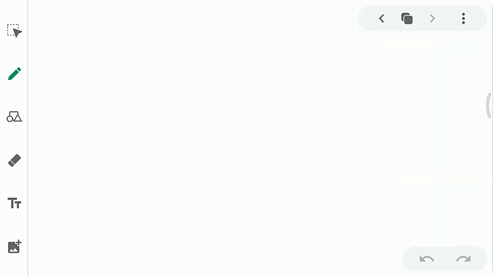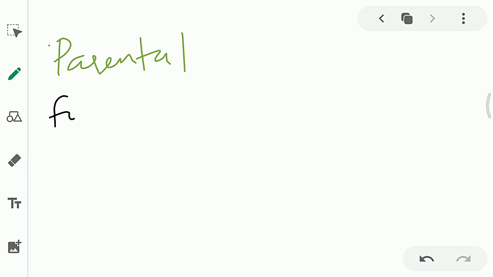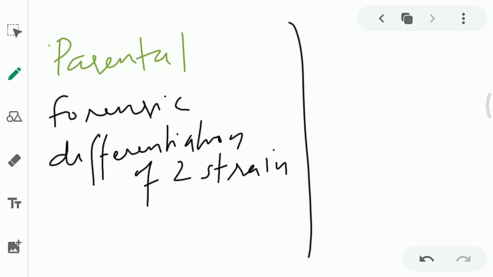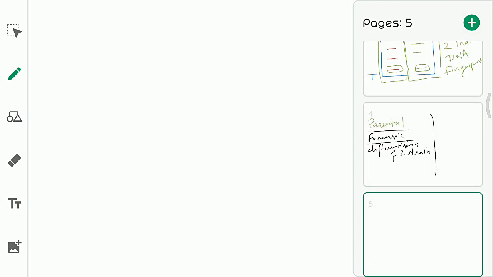It has a lot of applications, like parental diagnosis. Another application is forensic science, and differentiating two species or two strains of bacteria. All these things we can do with RFLP. So how RFLP is used for parental diagnosis, forensic science, and how to differentiate two individual strains, let us see in detail.